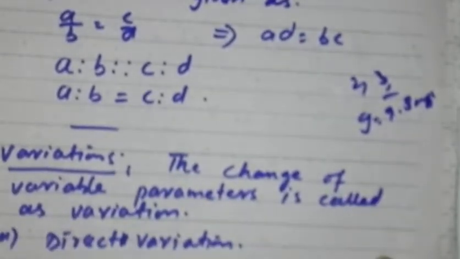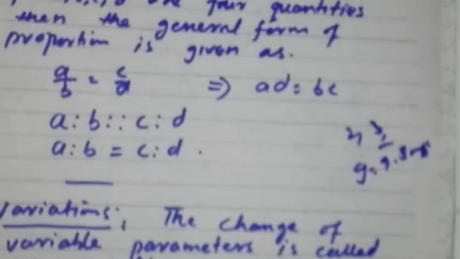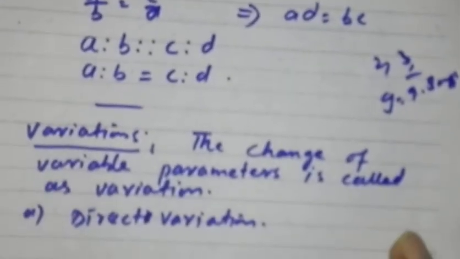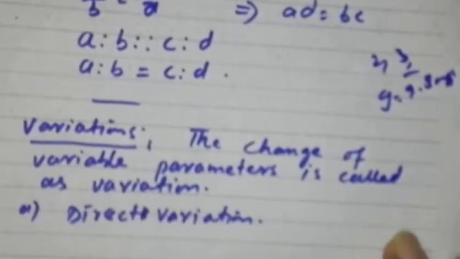Variation. The other quantity is the variable quantity. Those quantities which change under different situations are called variable quantities. For example, population changes with time. Temperature also changes from day to day. Now, what is variation? The change of a variable parameter is called variation.